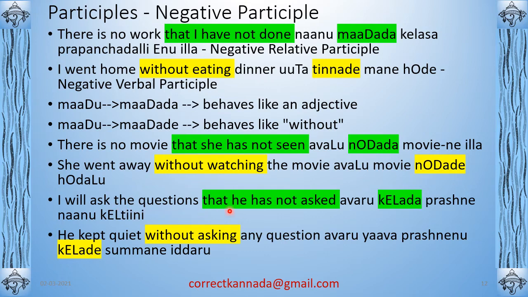So I will ask the questions that he has not asked. Avaru ಕೇಳದ ಪ್ರಶ್ನೆ ನಾನು ಕೇಳ್ತೀನಿ. ಪ್ರಶ್ನೆ means question. ಕೇಳದ ಪ್ರಶ್ನೆ means question that has not been asked. Okay. He kept quiet without asking any question. ಅವರು ಏನು ಪ್ರಶ್ನೆನೂ ಕೇಳದೆ ಸುಮ್ಮನೆ ಇದ್ದರು. ಸುಮ್ಮನೆ means quiet. ಇದ್ದರು means he was there without doing anything. So prashne is question, right? So ಕೇಳದೆ ಸುಮ್ಮನೆ ಇದ್ದರು means kept quiet without asking. So this ಕೇಳದೆ is without asking. This is the concept of negative participle.